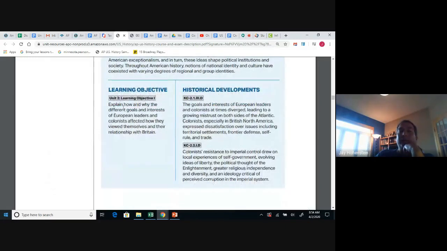Explain how and why the different goals and interests of European leaders and colonists affected how they viewed themselves and their relationship with Britain. When we think about the European leaders and colonists at this time, they were starting to grow away from one another. We're not revolutionary yet, but remember what we talked about.